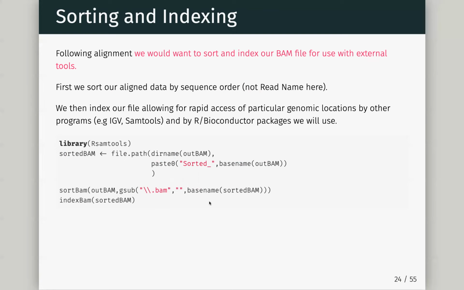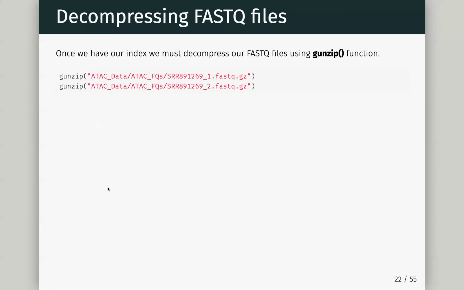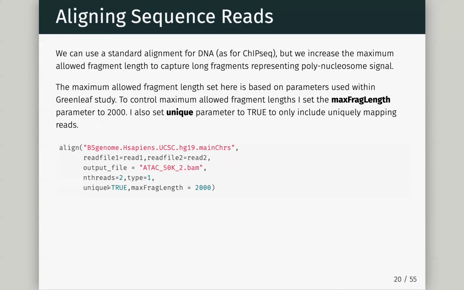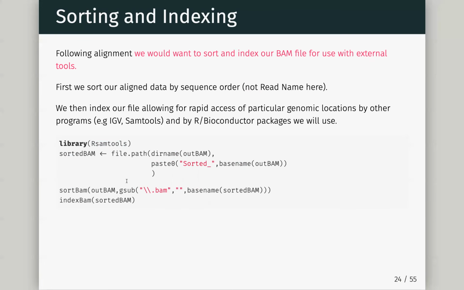Following alignment, we want to do our ordering and sorting. So here we're going to use our SAMtools again. We'll create the path we want to our sorted BAM file. And then I'm going to do sortBam, and I'm going to use my out file from here and pass that to sorted BAM. And then we'll give it what we want to create.